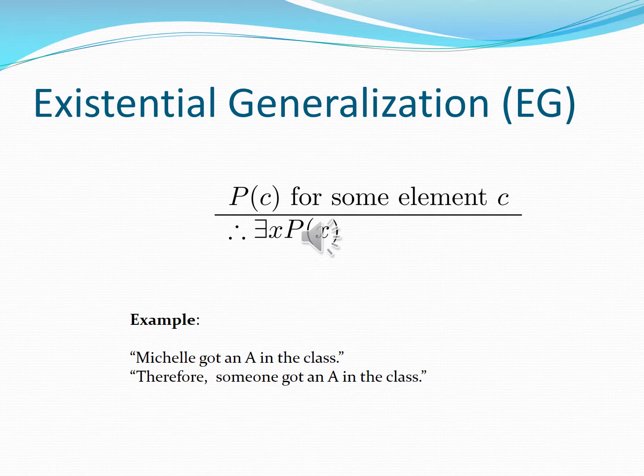Existential generalization. P of c for some element c. Therefore, there is an x such that P of x. Example: Michelle got an A in the class. Therefore, someone got an A in the class.